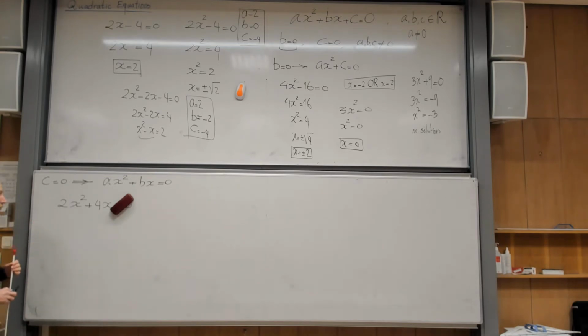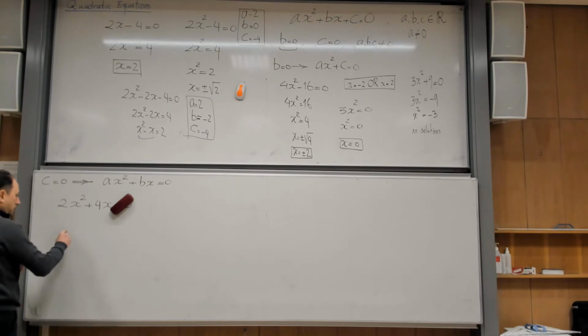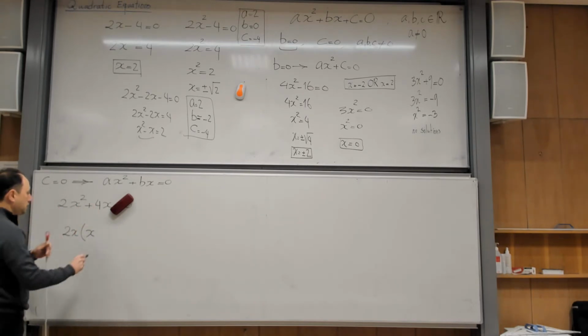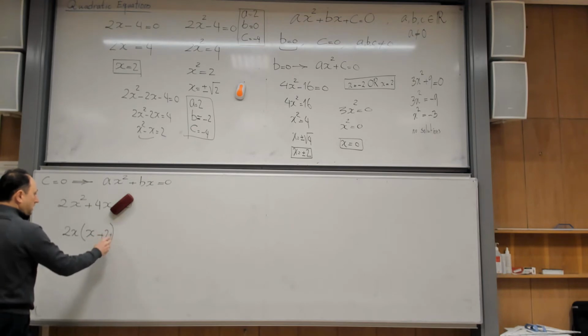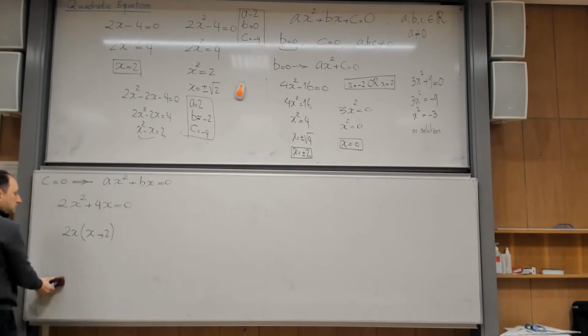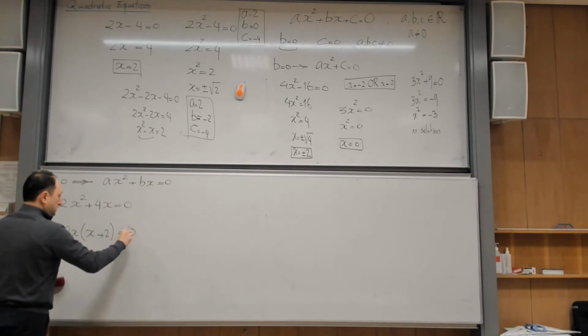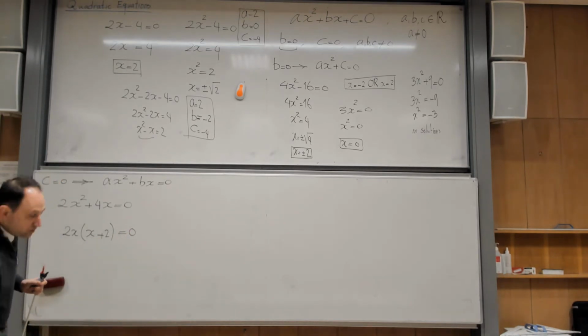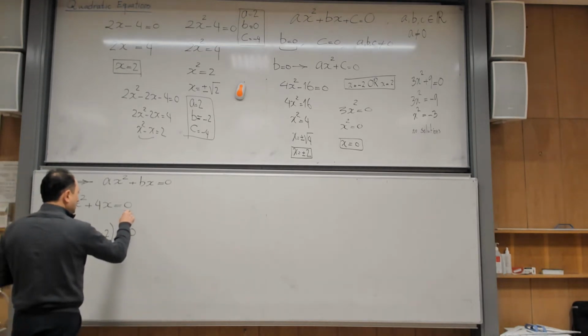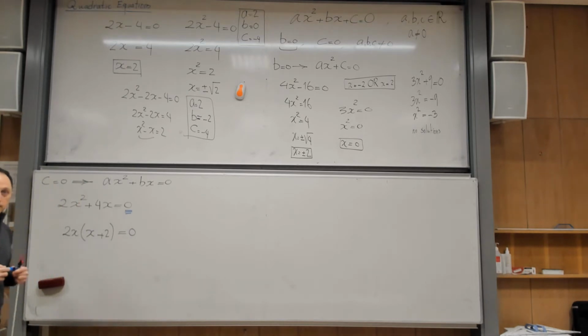What's that? What can I factor out here? More than x. 2x. I can factor 2x, yes? And then what is left from here? 1x. What is left from here is positive 2. And now let us take this one away. This is equal to 0. And this number 0 is extremely important. Only 0 will work. Yes?